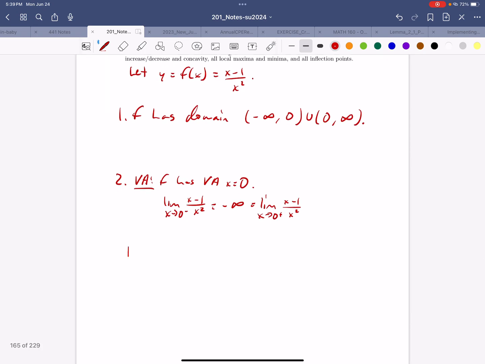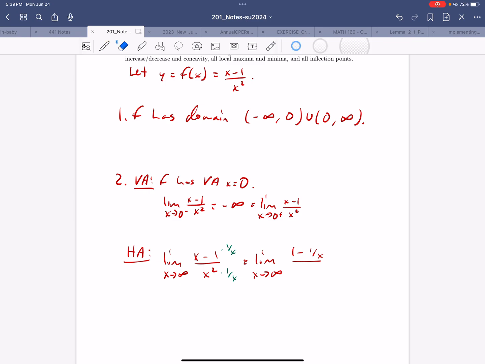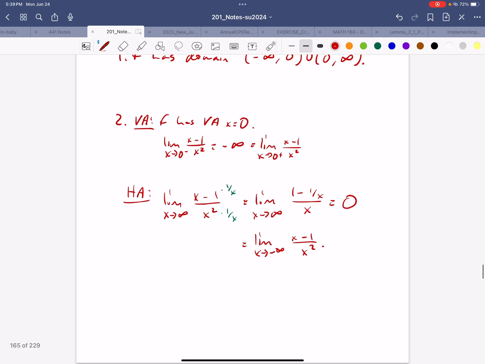For horizontal asymptotes, we take the limit as x approaches infinity of x minus 1 over x squared. Even if you can eyeball it, I still want you to do it all out. Well, I just write x, and that's going to equal 0. Similarly, I'll leave this as an exercise for you, but it's the same as x approaches negative infinity. So f has horizontal asymptote y equals 0.